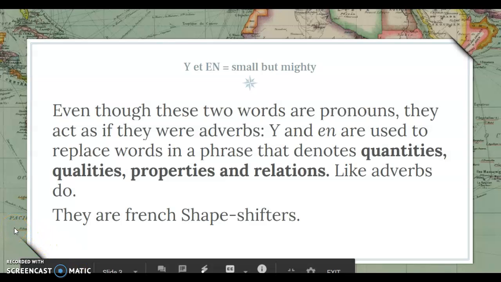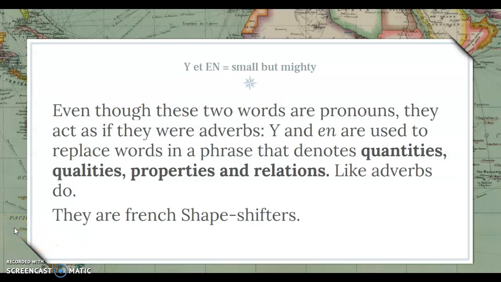So even though y and en, these two words, are pronouns, they act as if they were adverbs. So y and en basically are used to replace the words in a phrase that denote quantities or qualities, properties, and relations, just like adverbs do. So you can think of y and en as little French shape-shifters.